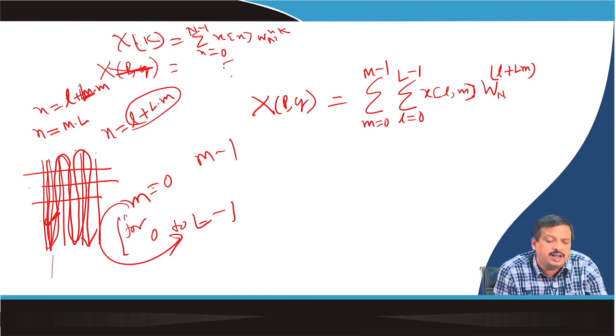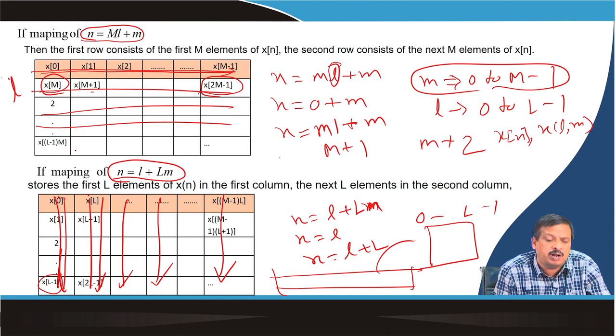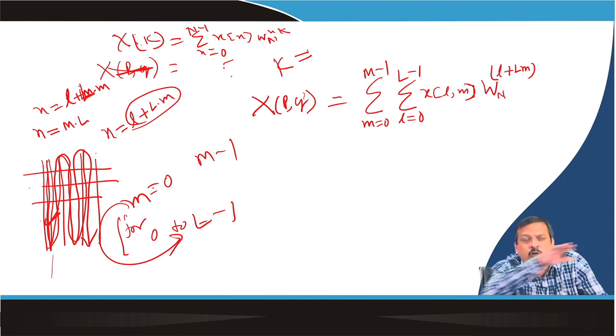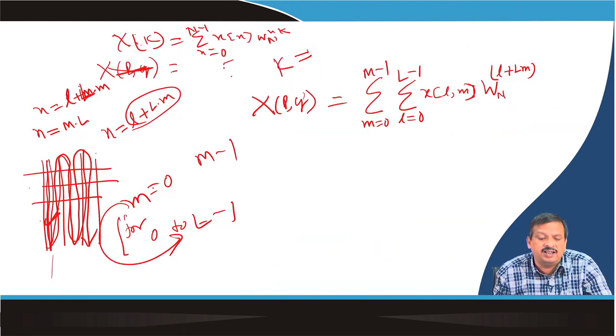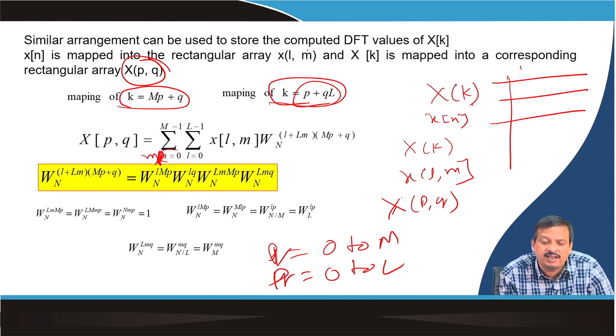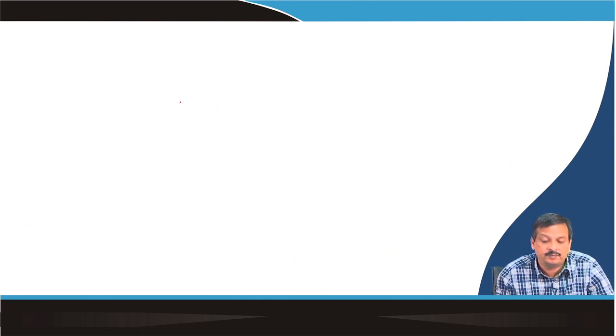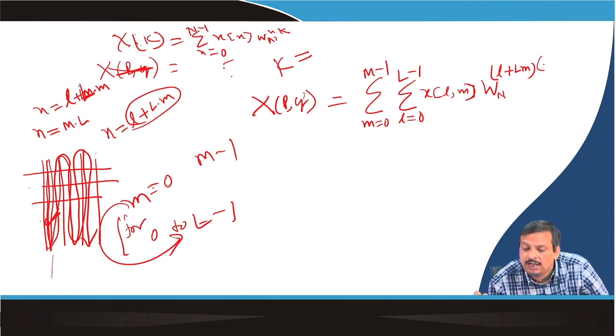So, if it is row wise, what is that? Row wise is n equal to ml plus m. So, here it is not n, it is the index k. So, index k has to be stored row wise. So, how is the index k stored row wise? This mapping is row wise, this mapping is column wise. So, k is equal to mp plus q. So, I can write k is equal to m into p plus q.